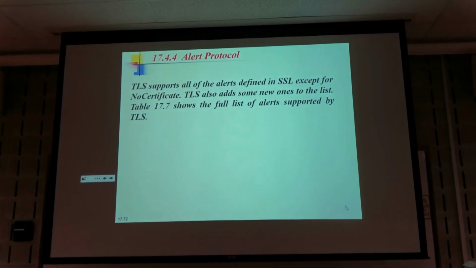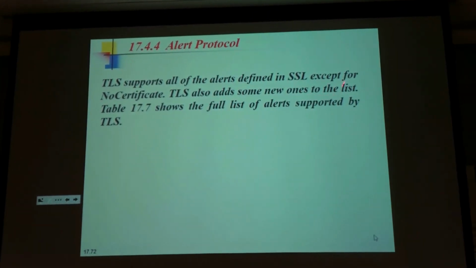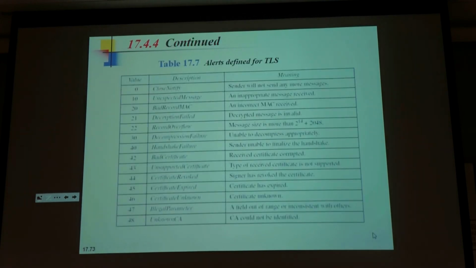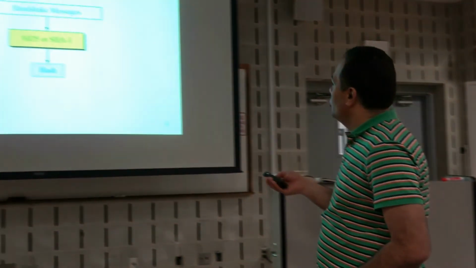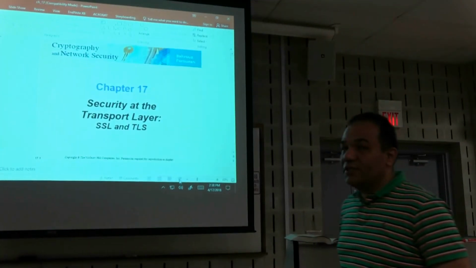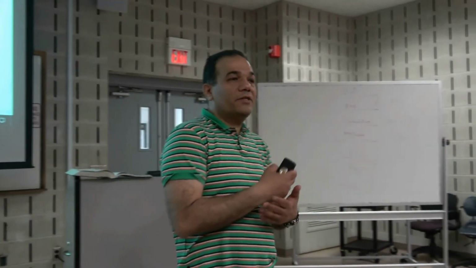Alert protocol. SSL supports all the alerts defined in SSL except for no certificate. TLS also adds some new ones to the list. So it's the same alert protocol, just a little bit bigger, with more alerts. The handshake protocol is also a little bit different; you just need to take a look at how it works. If you understand SSL, it's very easy to understand TLS. It's the same concept, with tweaks and changes to make it more secure.